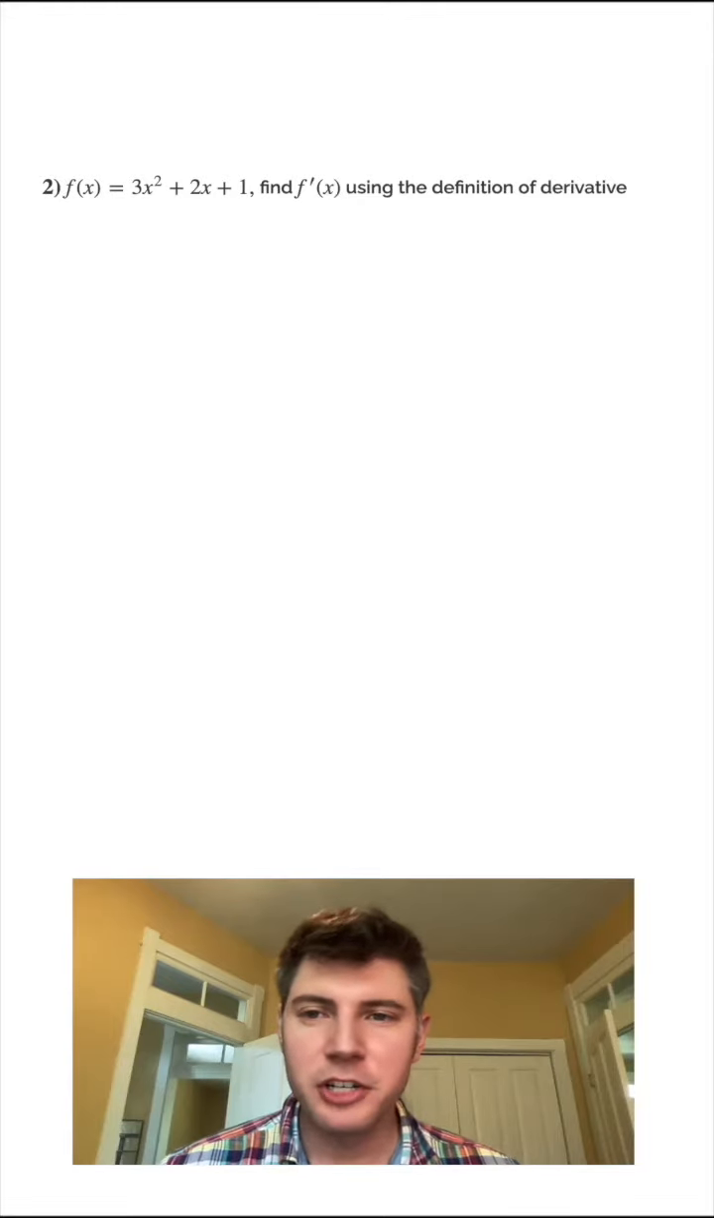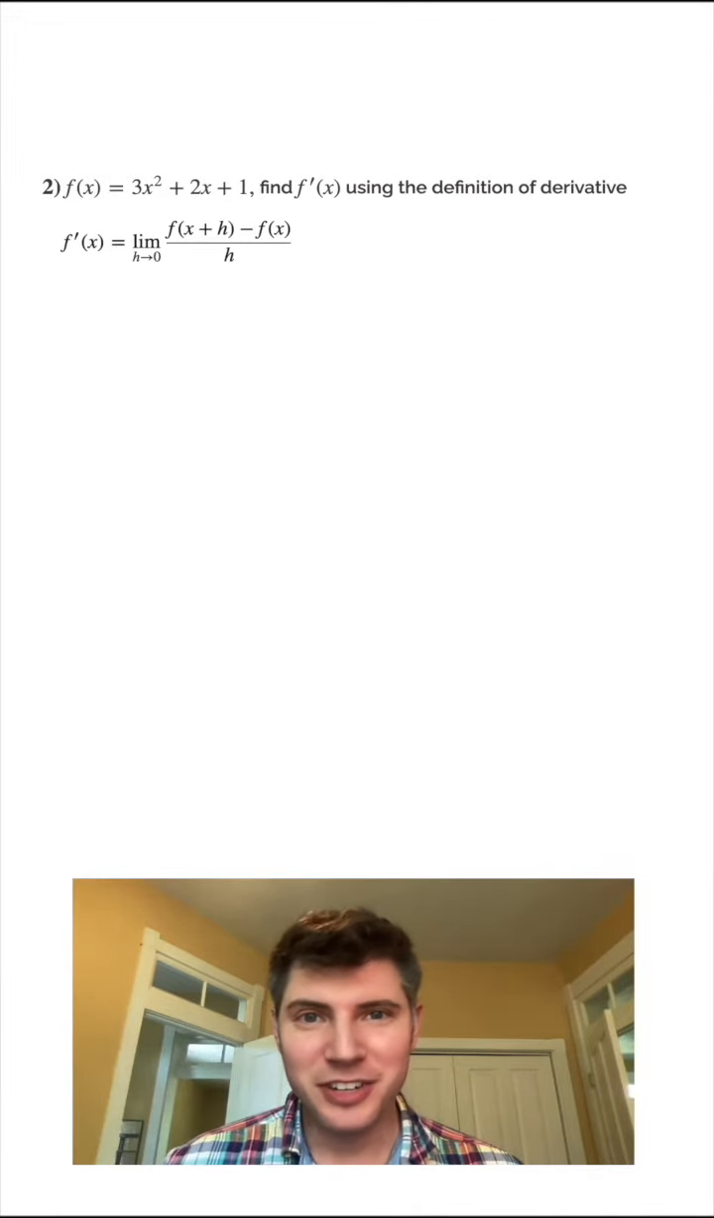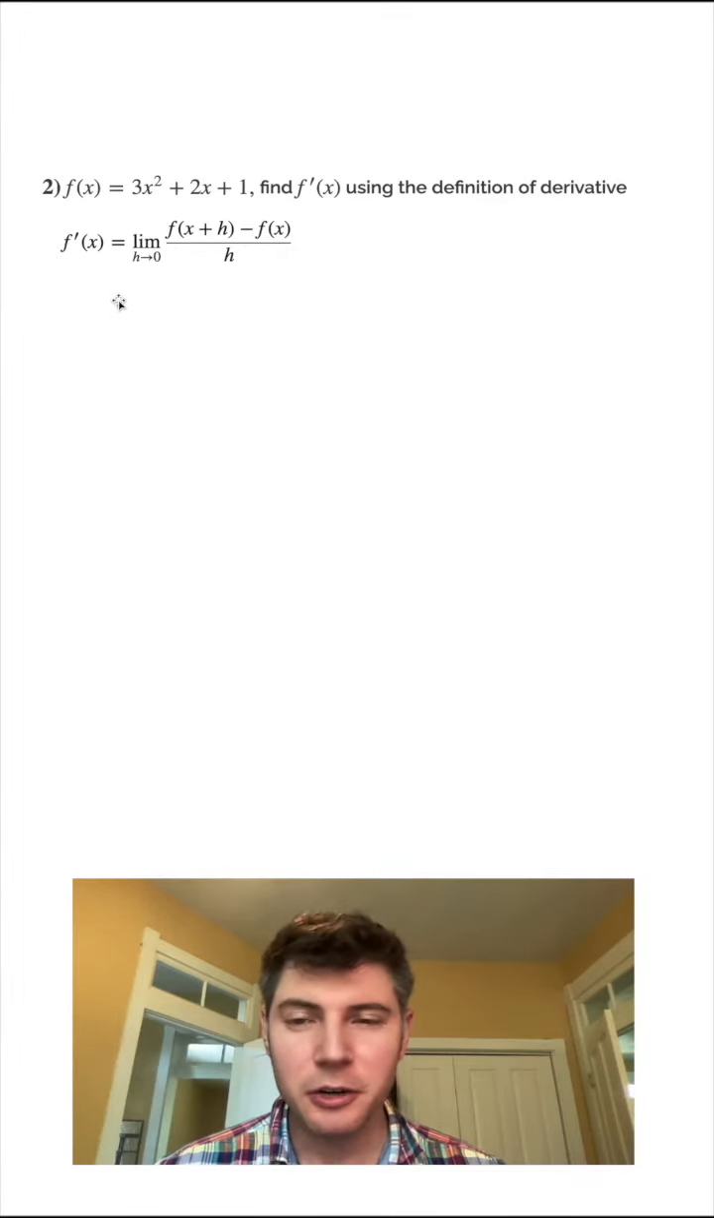Hey guys, so we have the function f of x equals 3x squared plus 2x plus 1, and it wants us to find f prime of x using the definition of derivative. This is the definition of derivative. It's f prime of x is equal to the limit as h approaches 0 of f of x plus h minus f of x over h. So let's solve for this.